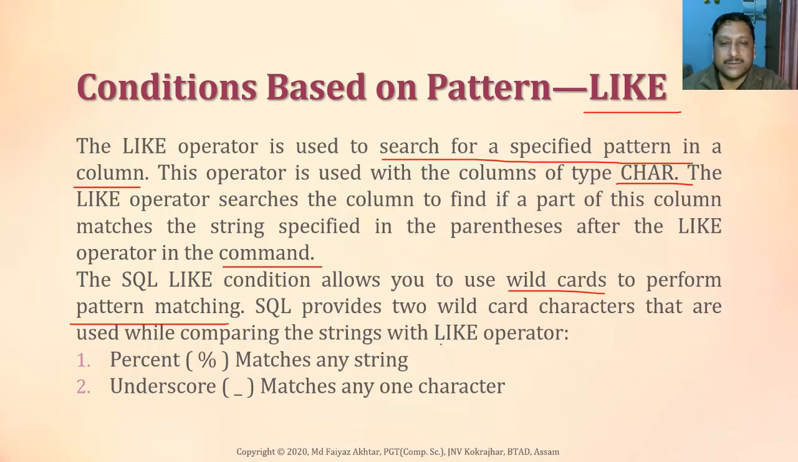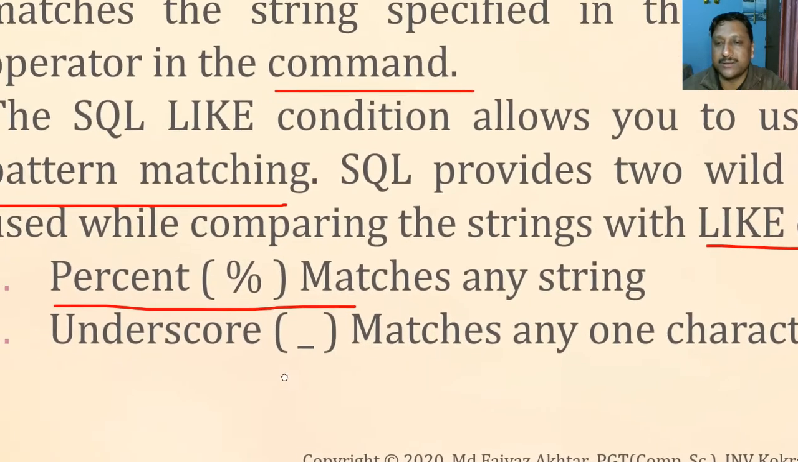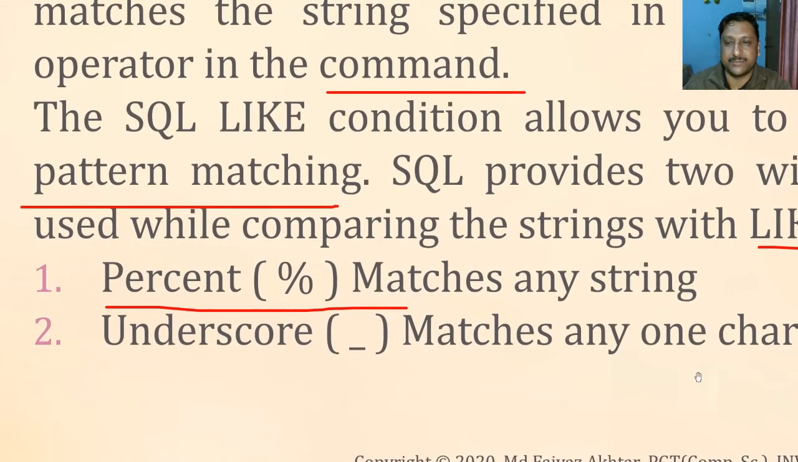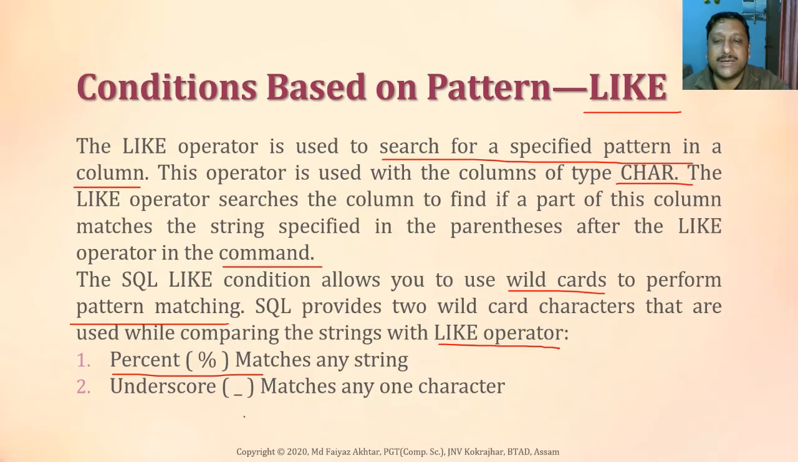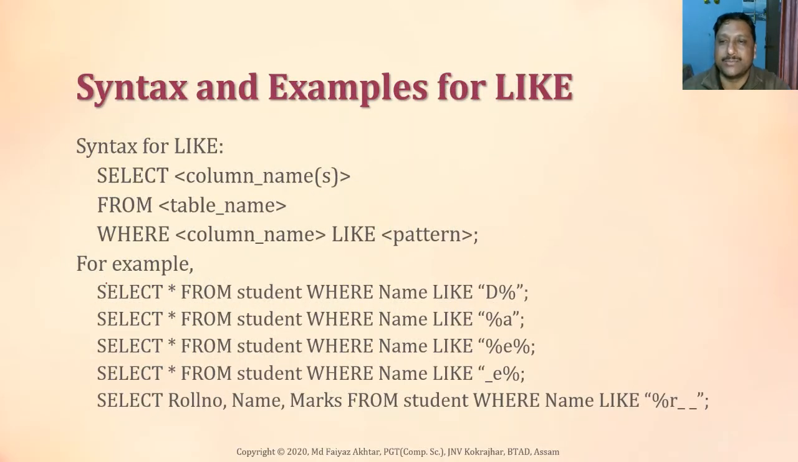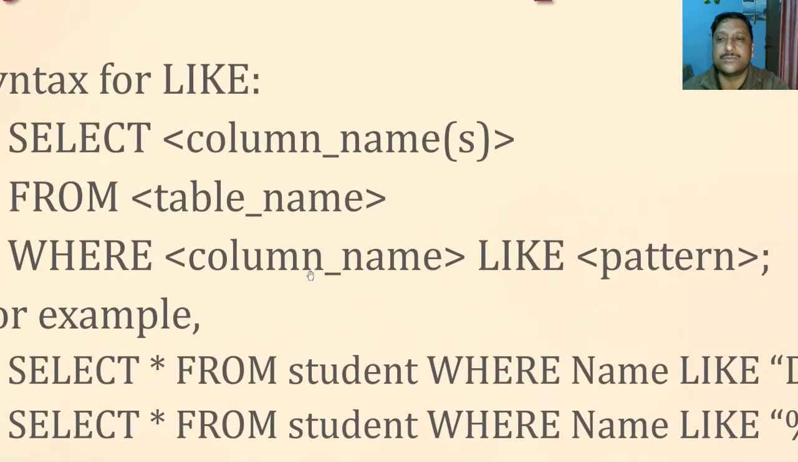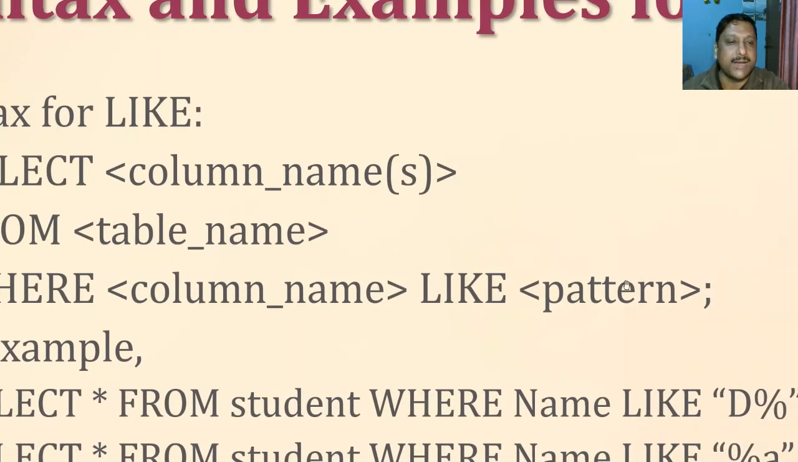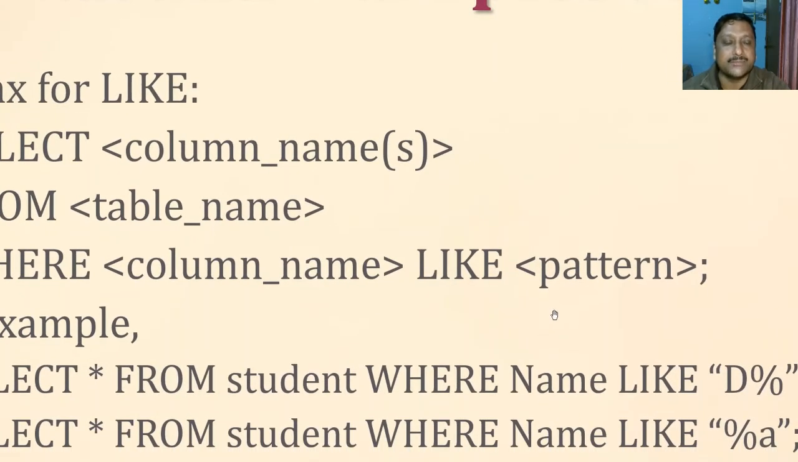The wildcard characters used with LIKE are the percent symbol, which matches any string, and the underscore symbol, which matches any one character. These two wildcard characters are used in LIKE operators. See the syntax and example. The syntax for the LIKE operator is like this: we have to use LIKE in the WHERE clause, SELECT column names FROM table WHERE column name LIKE, then the pattern we have to give here, and the pattern is made with the help of wildcard characters.